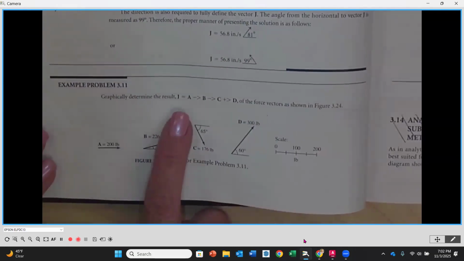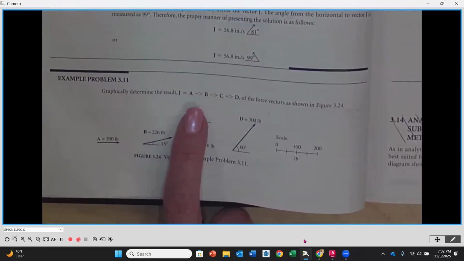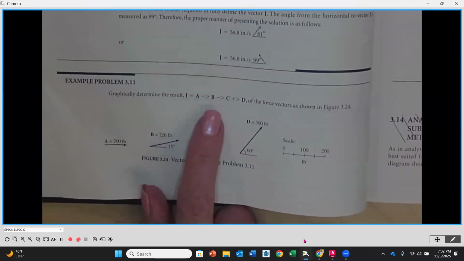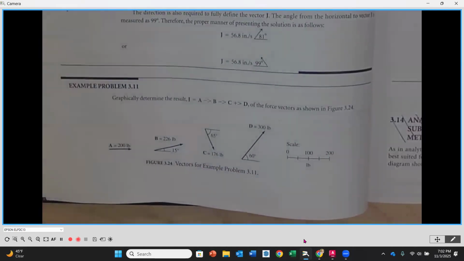Here we want to graphically determine the resultant J using A minus B minus C plus D. So the vectors in their positive directions are drawn right here. So we want to start there, and then we will do the vector addition.